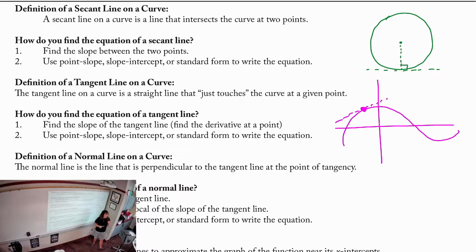To find the equation of what's called a normal line: a normal line is perpendicular to a tangent line. So the normal line kind of acts like the radius of a circle. It's perpendicular to a tangent line.